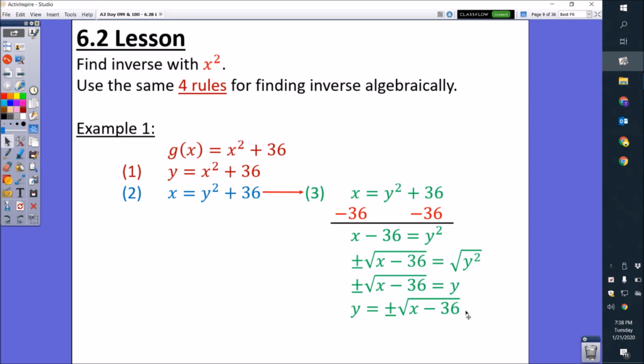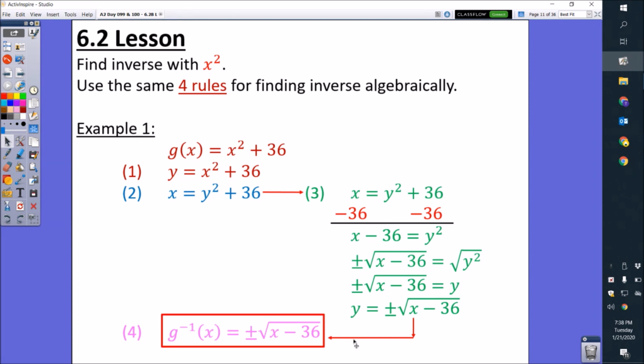So since the y is by itself, step 4 is to convert y into the inverse function. So since we had g of x, the inverse will be g to the negative 1 of x, right here. So g to the negative 1 of x equals plus and minus the square root of x minus 36. So this is going to be our answer. So again, when you do the square root, make sure to include the plus and minus.